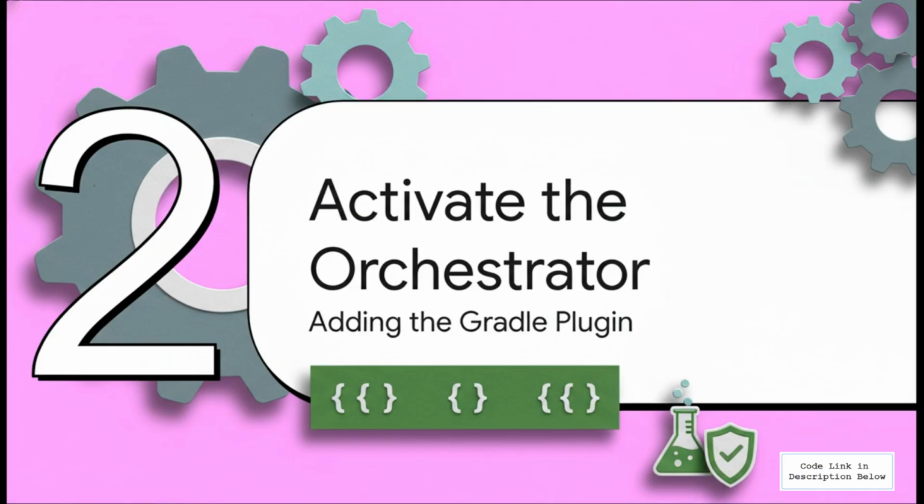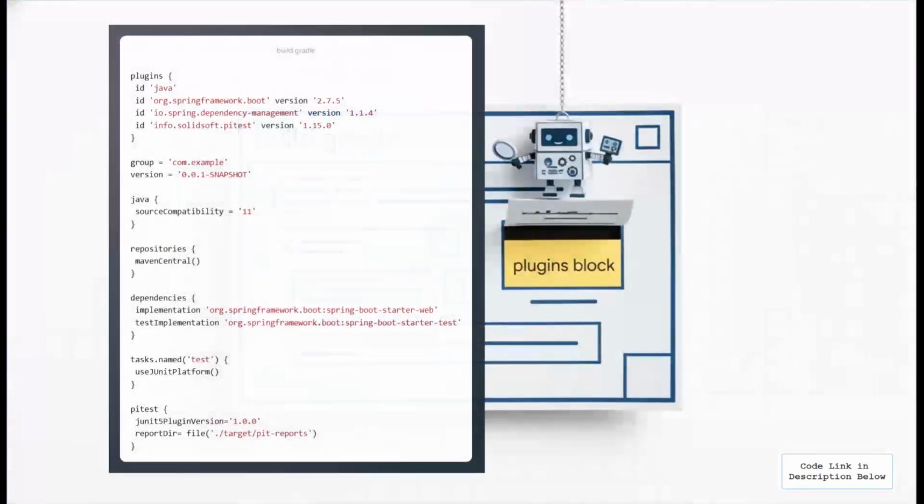All right, gear check is done. It's time to activate the orchestrator, our little bug hunting agent, and we do that by adding the pitest Gradle plugin to our build file. So let's open up build.gradle and find the plugins block. This is where we declare our active agent, the thing that's going to go in and attack our code to find all its hidden weaknesses.